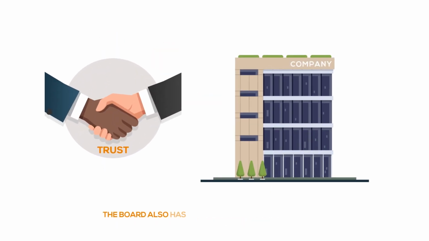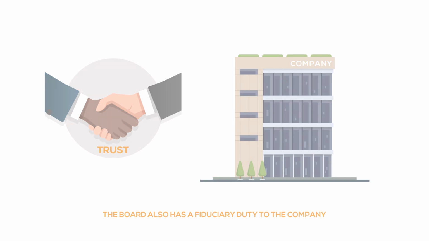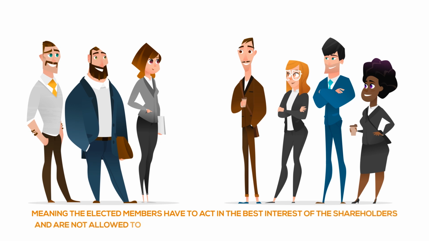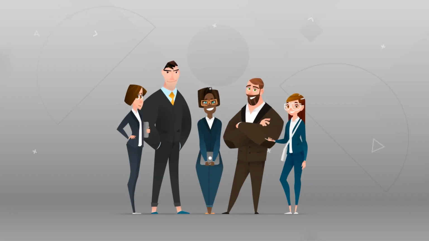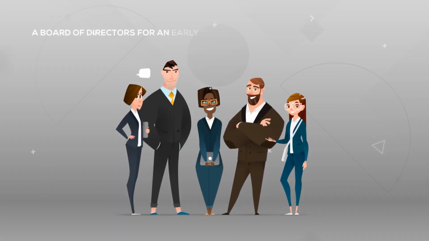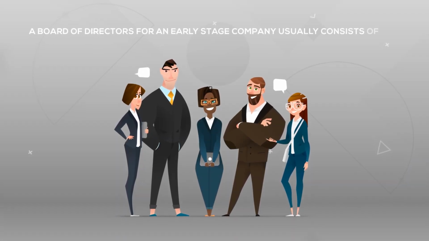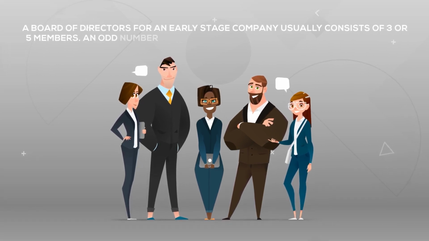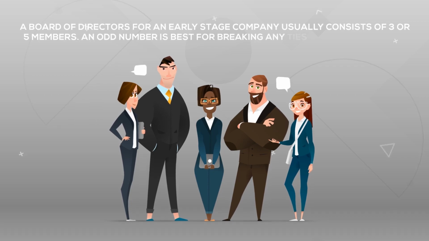The board also has a fiduciary duty to the company, meaning the elected members have to act in the best interest of the shareholders and are not allowed to put their interests before the interests of the company. A board of directors for an early-stage company usually consists of 3 or 5 members. An odd number is best for breaking any ties in decision-making.